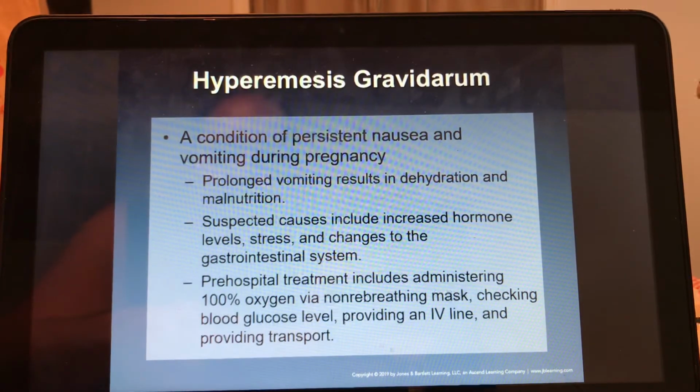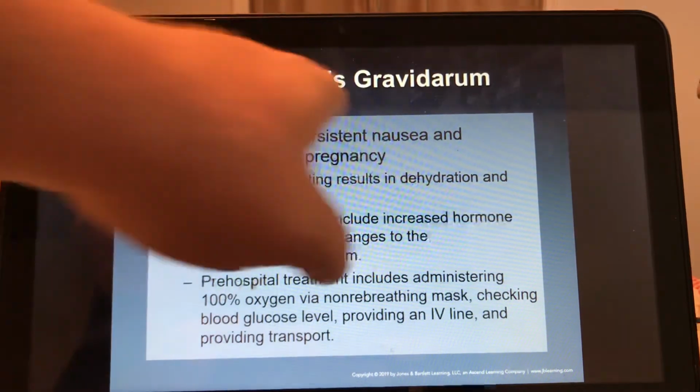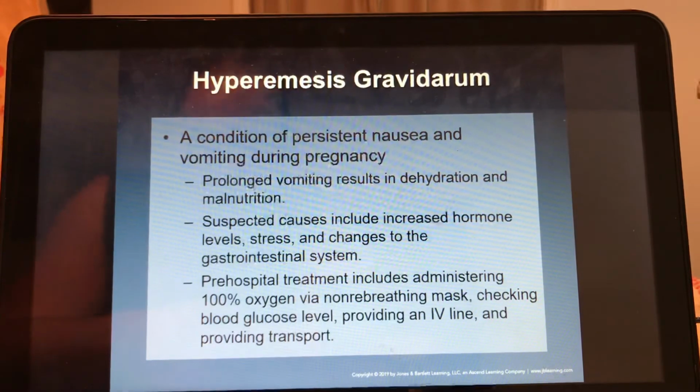There's something called hyperemesis gravidarum. We're going to actually talk about what gravida and para mean here in a minute. But basically what it means is that they just consistently have morning sickness. They are sick and nauseated all the time, and they can't help it. They're just constantly throwing up.